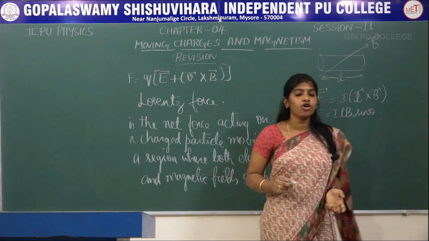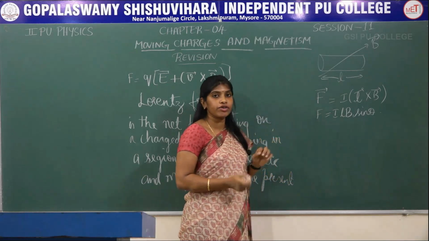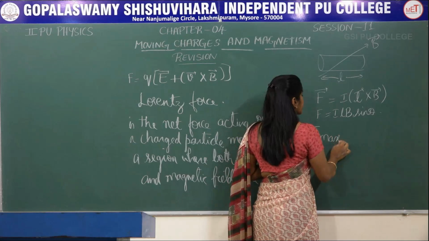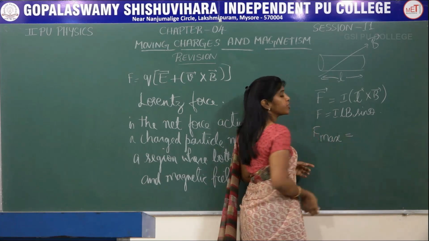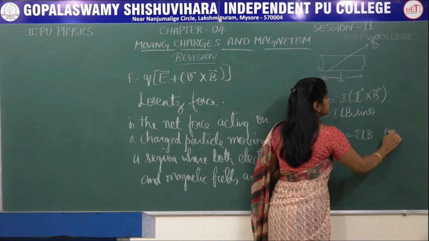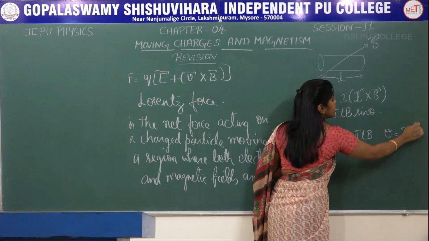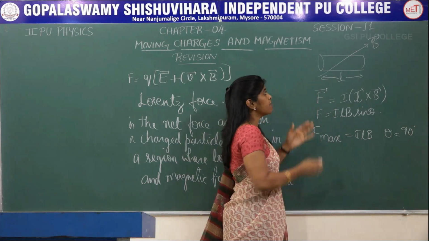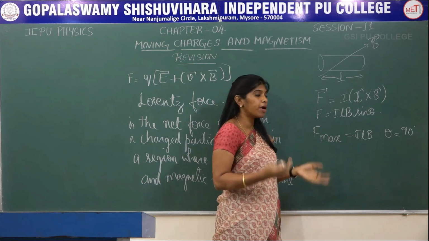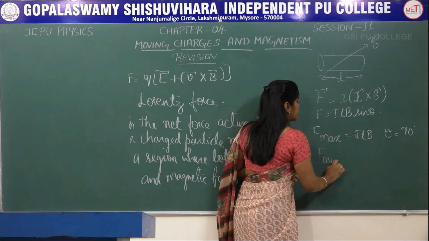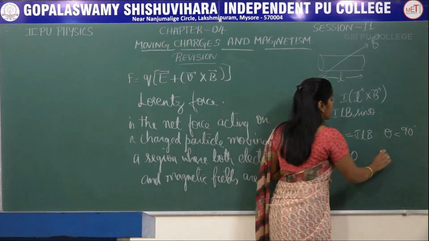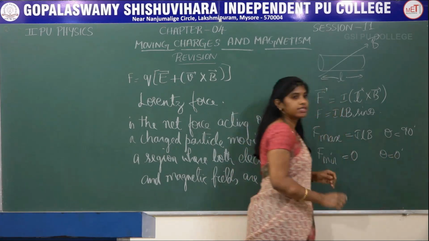Now you can also write when the force on this current carrying conductor is maximum and when it is minimum. The force on the current carrying conductor is maximum, equal to ILB, when theta is equal to 90 degrees. That is, the magnetic field and the length element of the current carrying conductor are perpendicular to each other. Or else the force is equal to 0, that is, the force is minimum when theta is equal to 0 degrees.